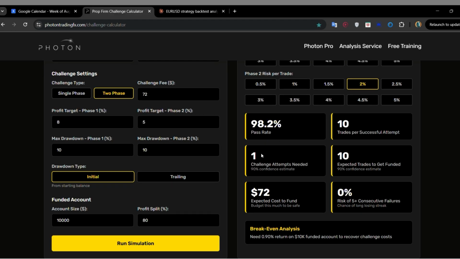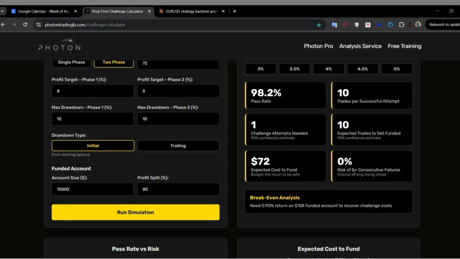That is really important. And the next thing that is important is challenge attempts needed. Only one attempt is needed to pass the challenge. Expected cost to fund $72. Trades per successful attempt 10. I don't know what actually this means. Expected trades to get funded: 10 trades needed to pass both challenges. Risk of 5+ consecutive failures, chance of long losing streak 0%. Expected cost to fund, budget this much to be safe.